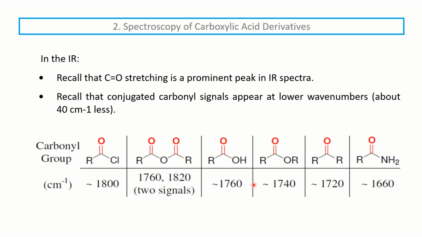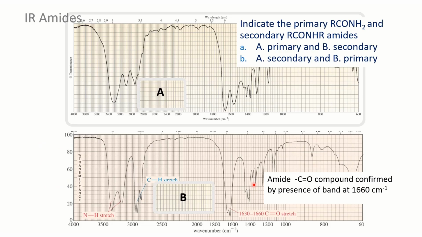There are values of carbonyls that are used to predict which carboxylic acid derivative you have, and we can discuss this at a later date. So here we have infrared spectra of two different amides, and we're trying to figure out which one is the primary and which is the secondary.